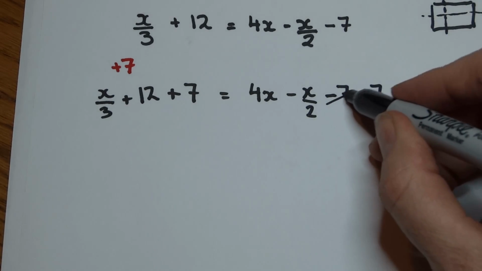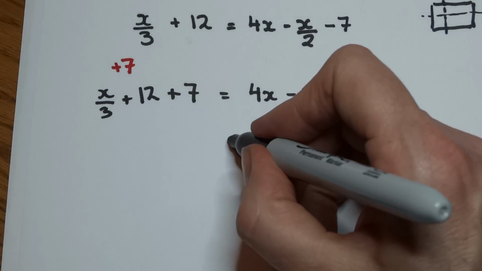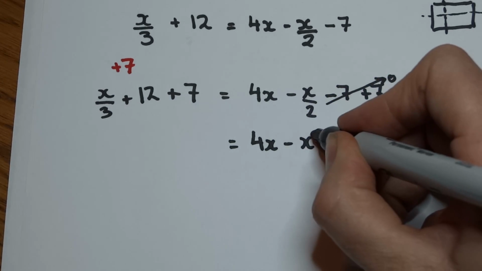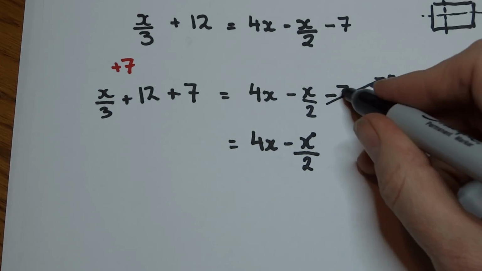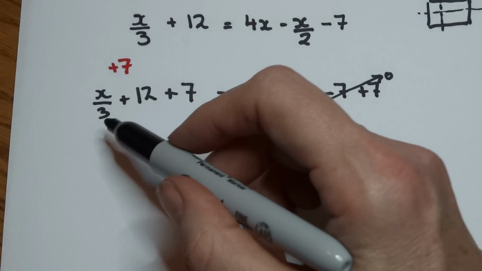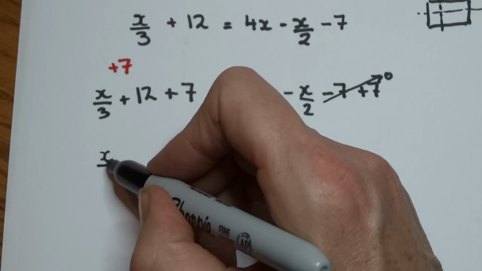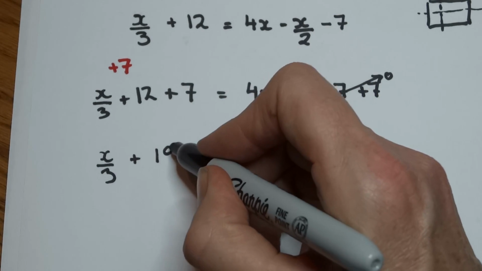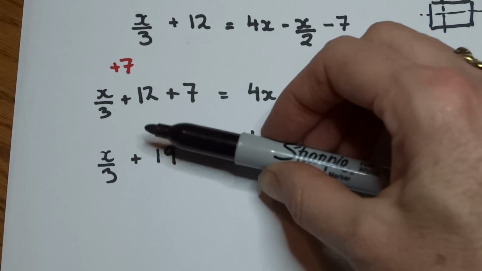7 minus 7 is 0. So on this side I now have 4x minus x divided by 2. Because 7 minus 7 is 0. So this is what I have on my right-hand side of the equation. What do I have on my left-hand side? Well, here I have x over 3. 12 plus 7 is 19. So it's helped me a little bit. I've got only numbers on the left-hand side now.